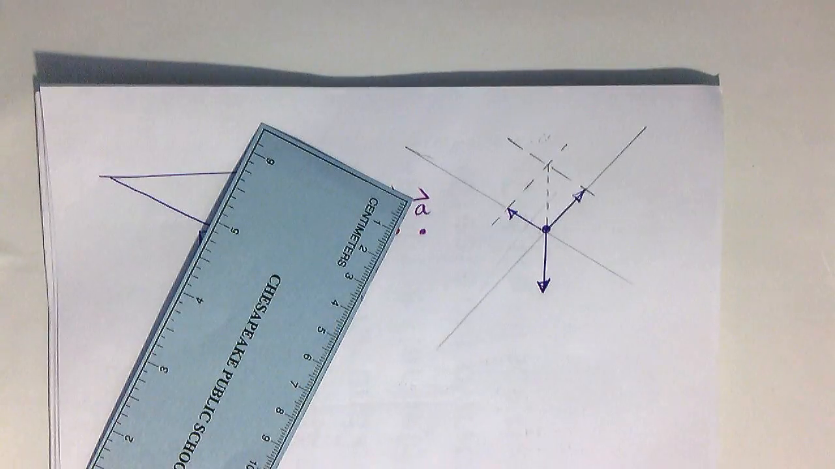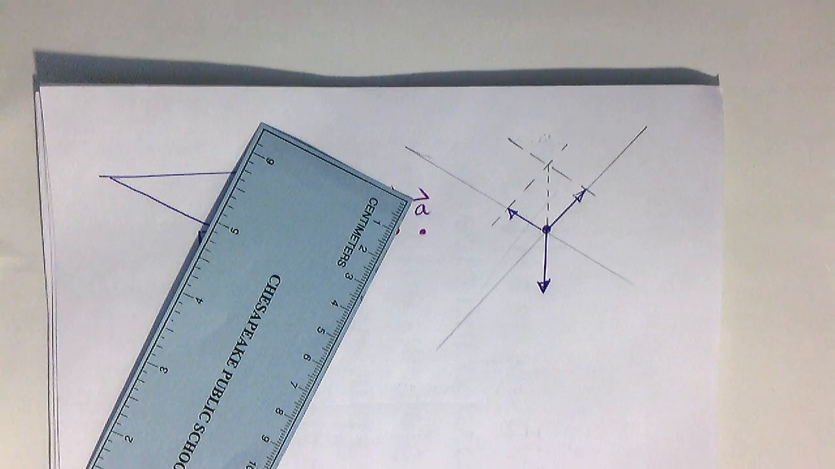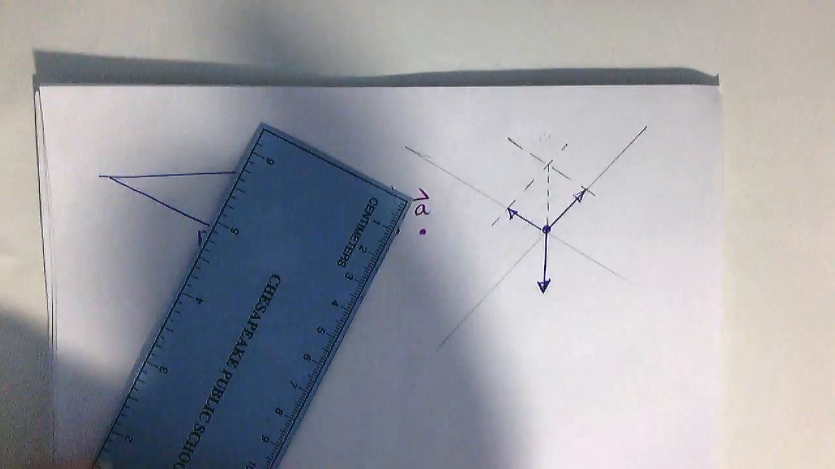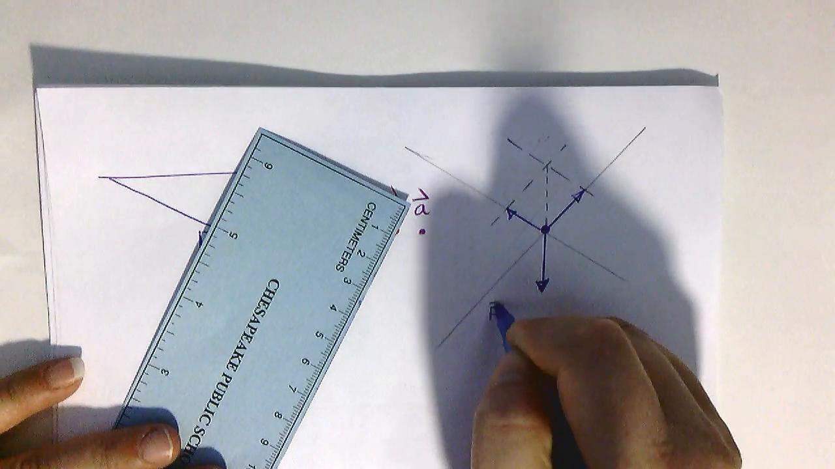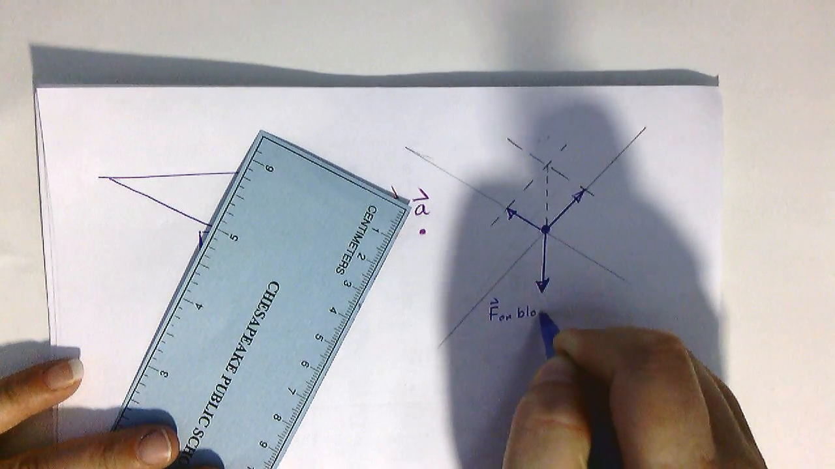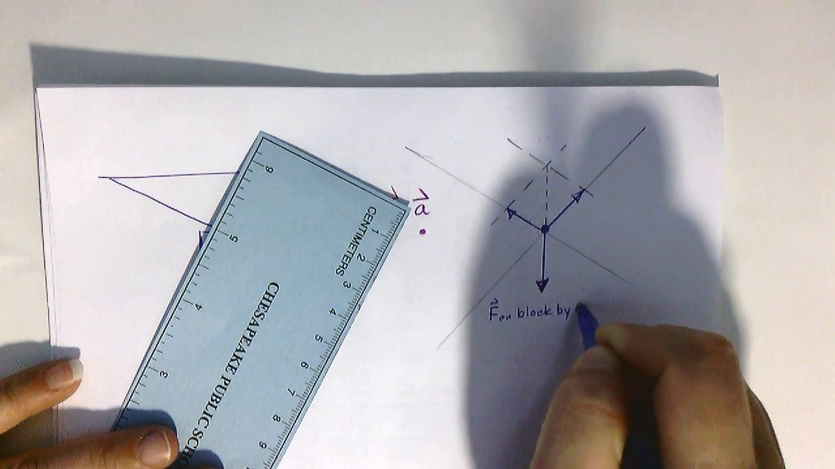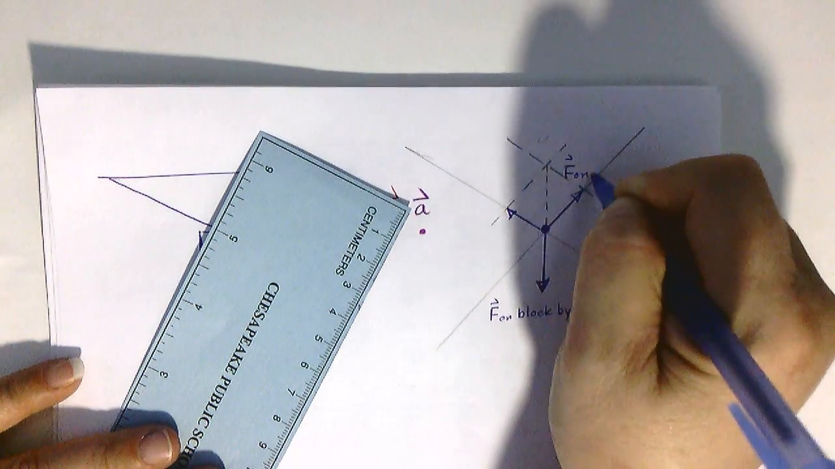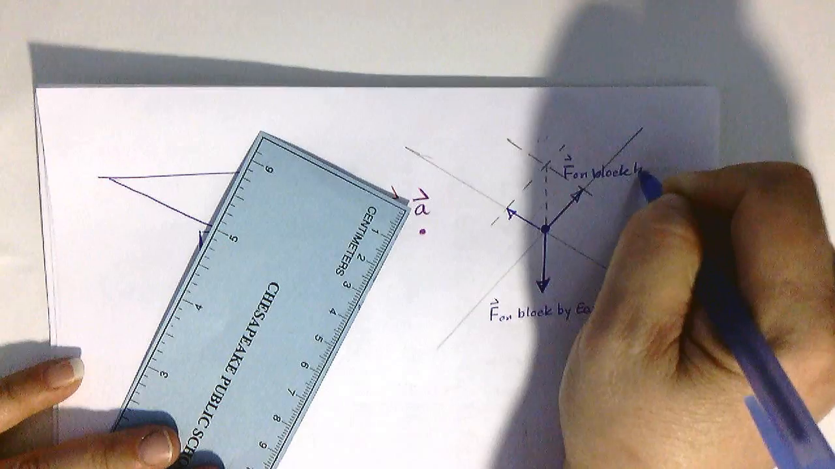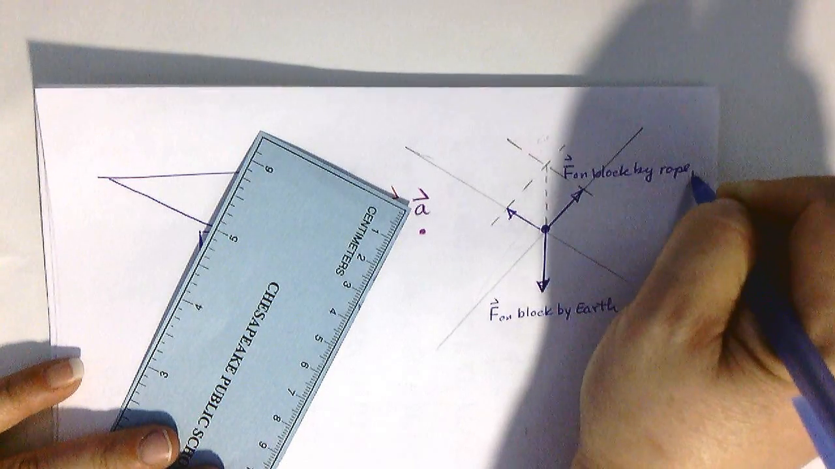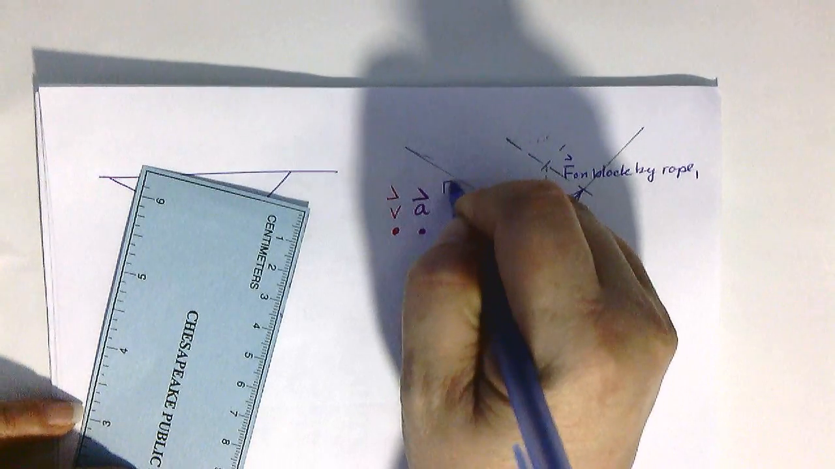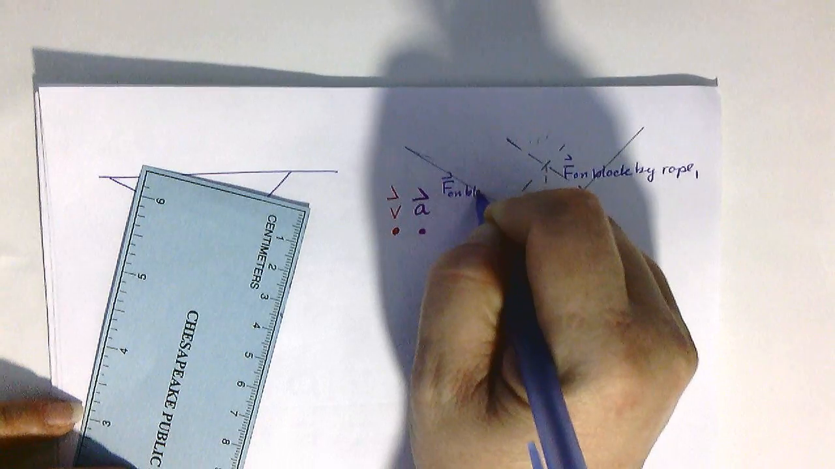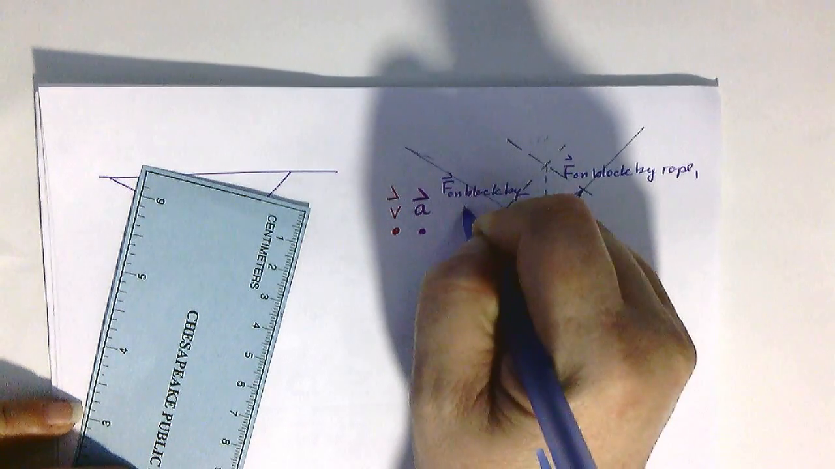There you go. Okay, so this is drawn to scale, and this is your free body diagram for the sign hanging from the ropes. So let's go ahead and label this. We have force on block by Earth. We have force on block by rope 1. And we have force on block by rope 2.